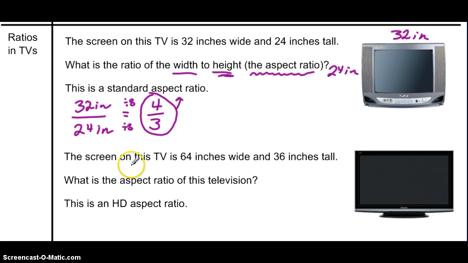Pause here and try and find the aspect ratio for the HD television in the next problem. Please pause and try the next problem. The answers will be up on the screen in 3, 2, 1.